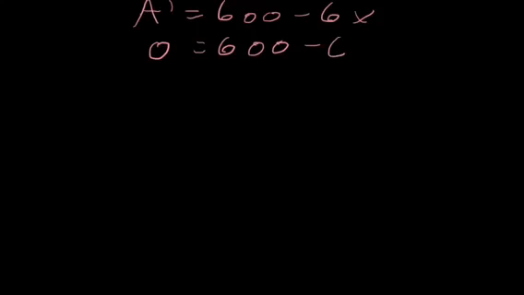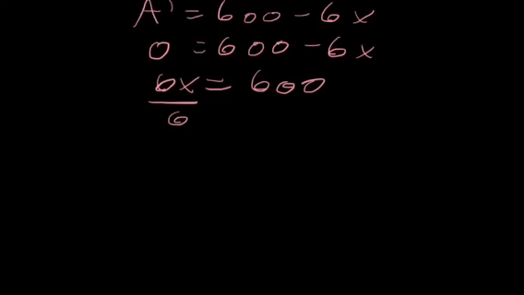Now we find the derivative, which is A prime equals 600 minus 6x. To find the critical points, we need to find when the derivative equals 0 and does not exist. It exists everywhere, so we just make it equal 0 to solve for x. And then we find that x equals 100 meters.